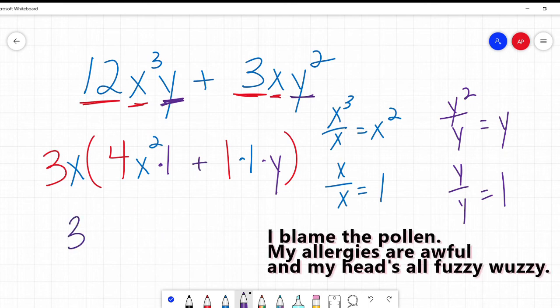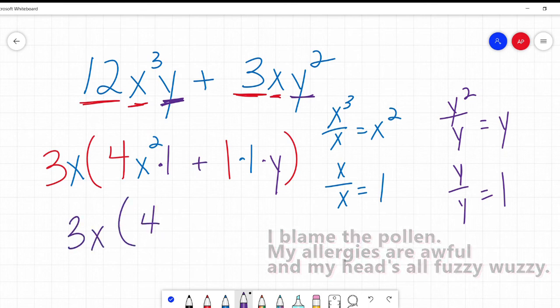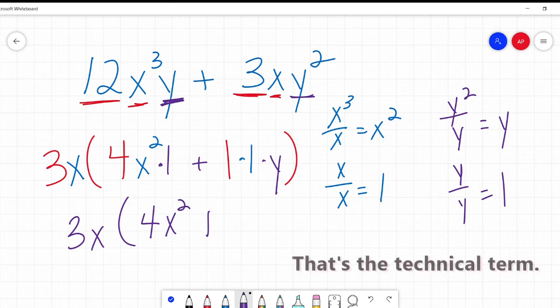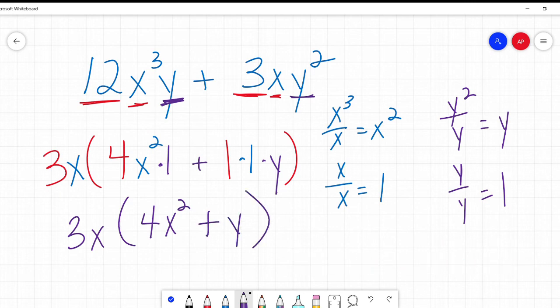So I'm going to write this together, and I'm going to get rid of those ones because, you know, they're there, but we don't really have to write them. And there we go. And if I multiply back, oh, silly me. There we go. If I multiply back, I put the little y there too, then I will get that number there at the top, 12x cubed y plus 3xy squared.